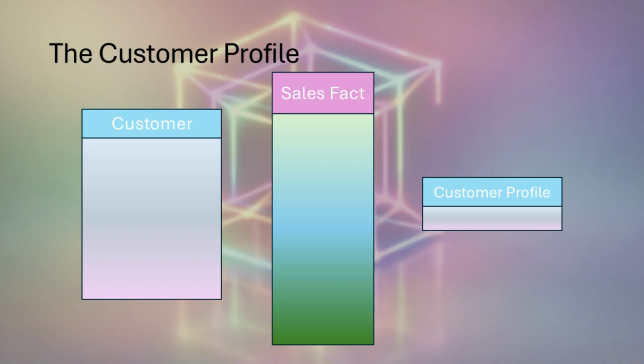In this pattern, the fact table contains a customer key and a customer profile key. The customer dimension remains the detailed view. The profile dimension provides a simplified analytical lens. This allows you to build smaller, faster stars for specific use cases like marketing.